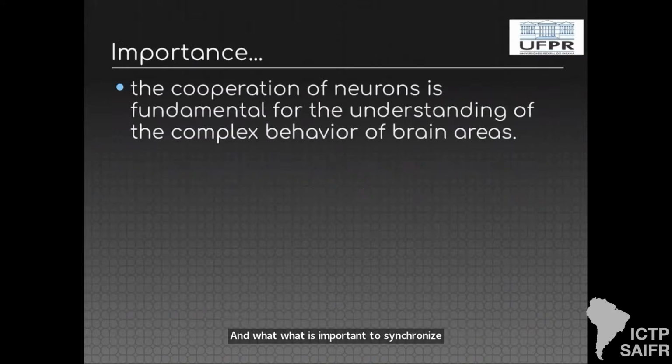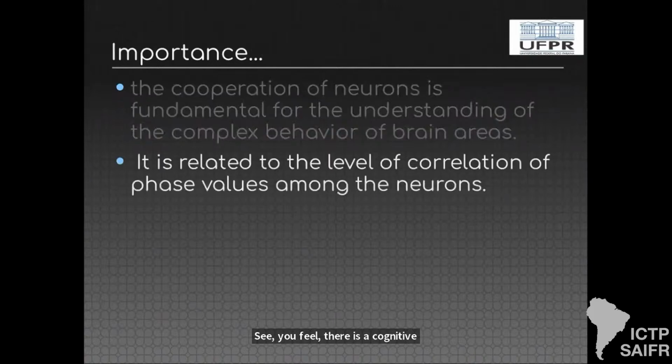Well, the cooperation of neurons is fundamental to understand the complex behavior of the brain, because if you see an apple, the apple is just a sum of impulses that some part of the neurons related to the vision, for example, react to this input and say to you that those images are an apple. So what you feel is a collective dynamics of some parts of the brain. And it's related to the level of correlation among the neurons. The cooperation of neurons implies some correlation of phase among them.